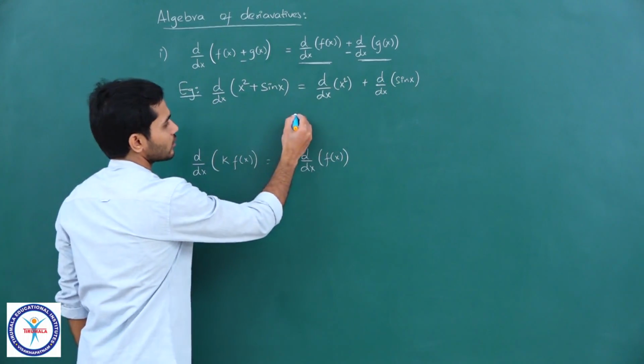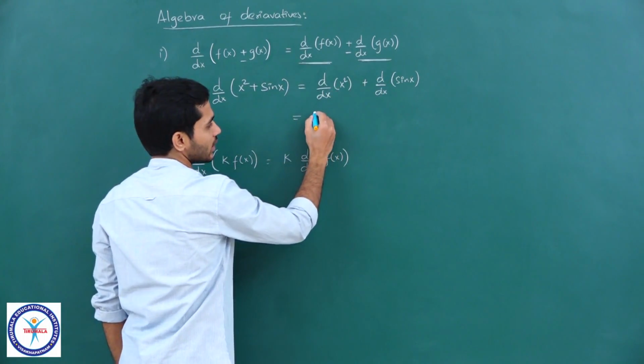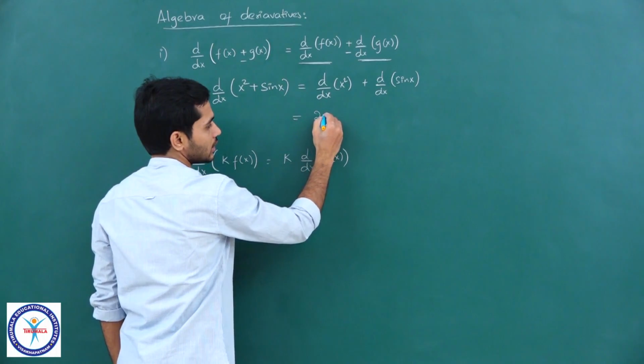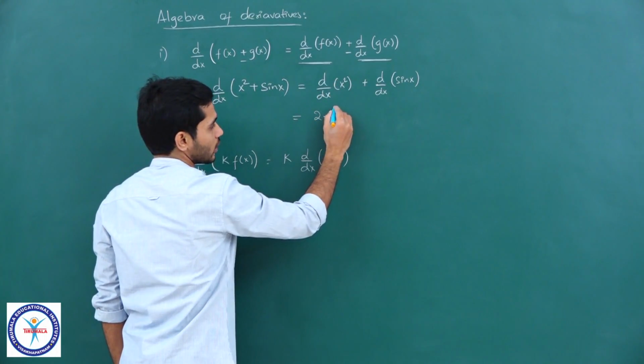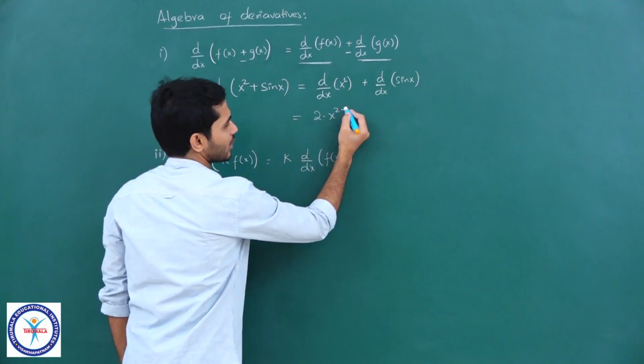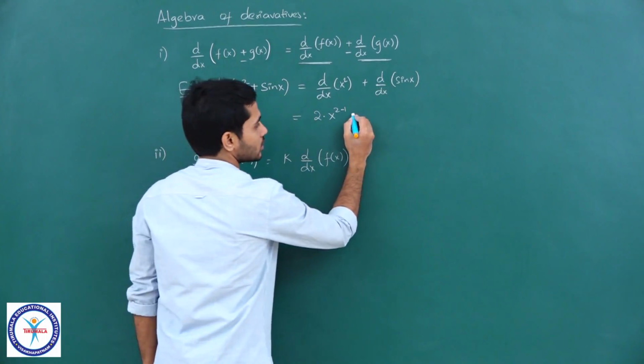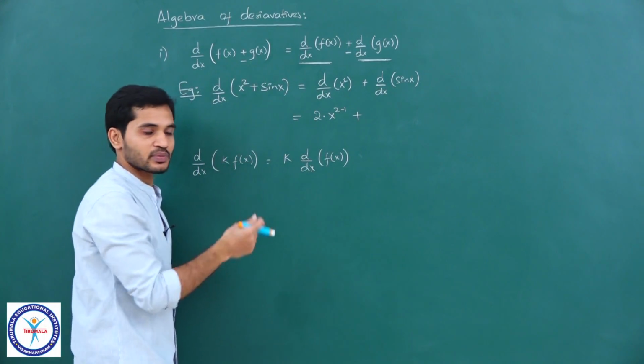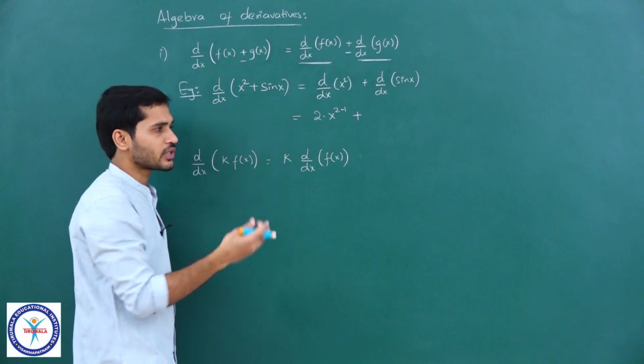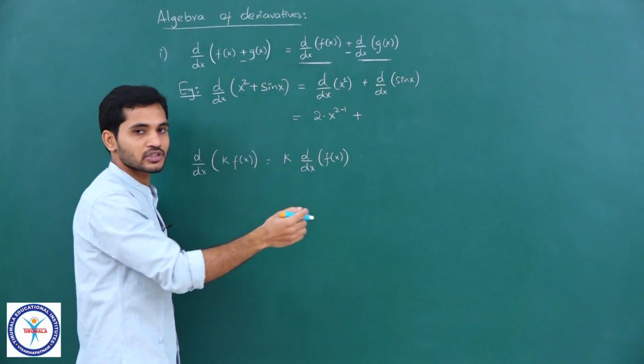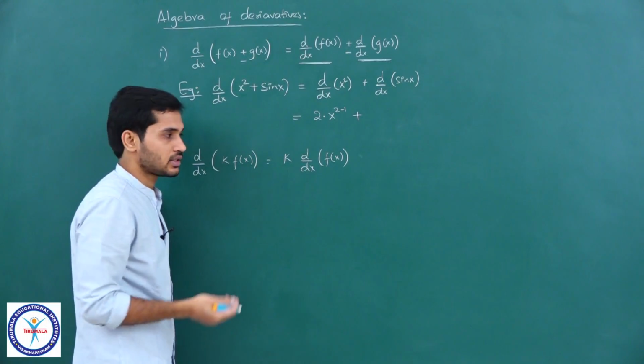Now, what is the value of this? You know the derivative of x square is bring 2 to the front into x power 2 minus 1. I am writing step by step, right. Initially you also practice by writing each and every step. With practice you can directly look at the expression and eventually write the result for that.